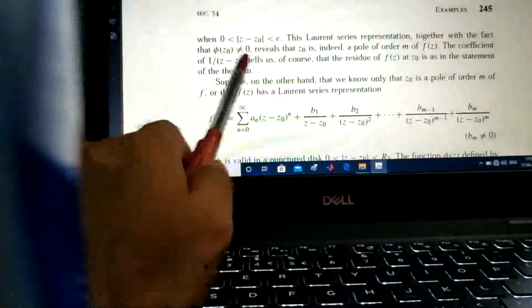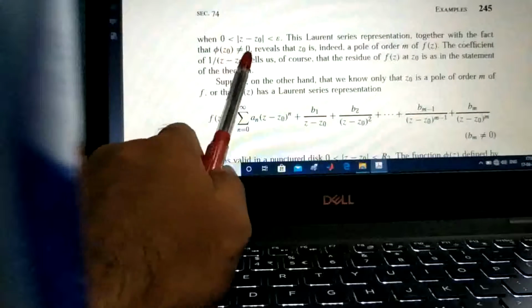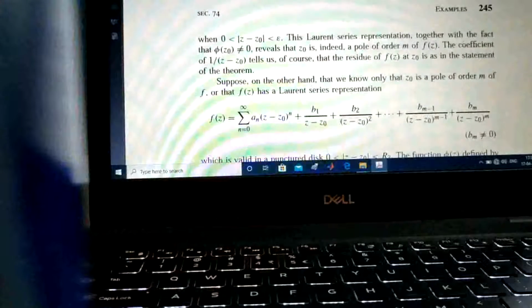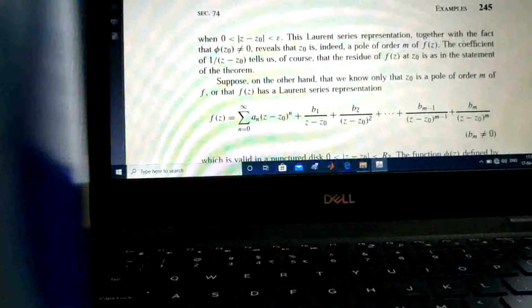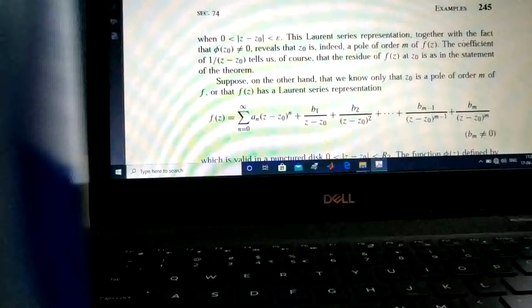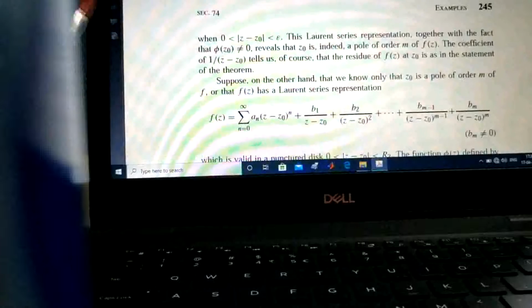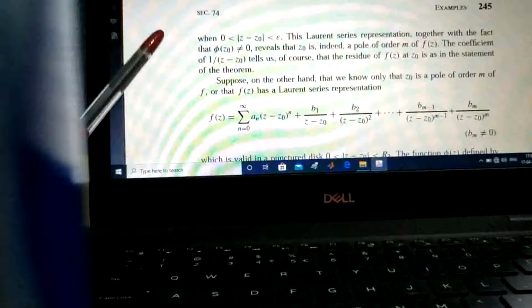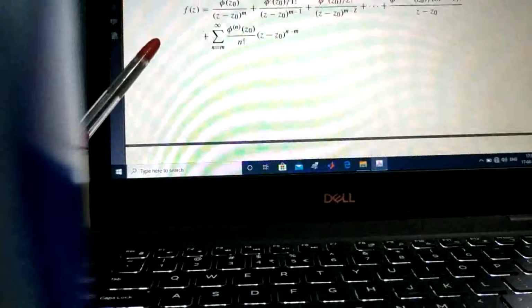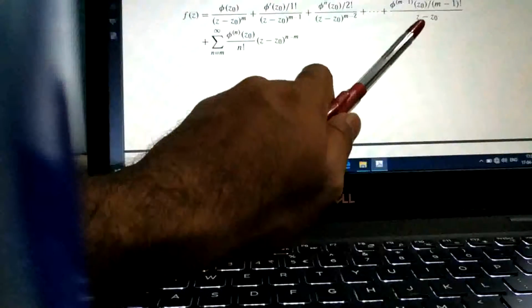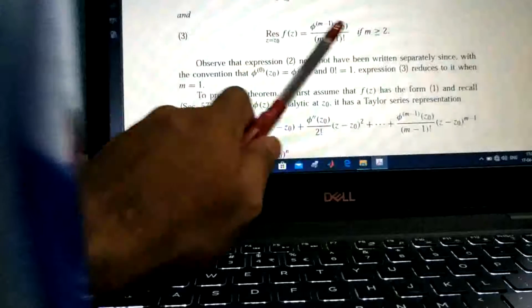So since phi of z naught is non-zero, it is a pole of order m of f of z. One part is finished here. The second part is finding the residue, which is the moreover part. In order to find the residue, we have to find the coefficient of 1 by (z minus z naught), which is this: phi's (m minus 1) derivative at z naught by (m minus 1) factorial, which was our desired result.